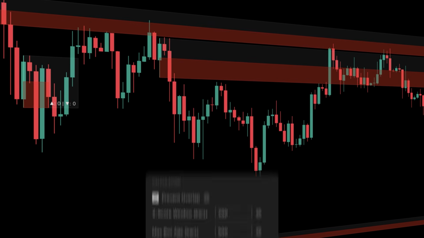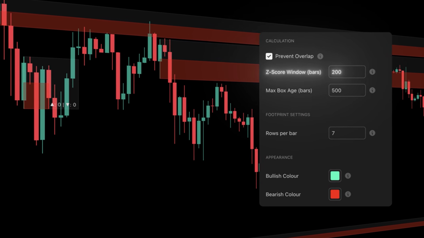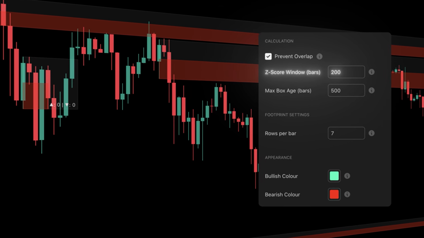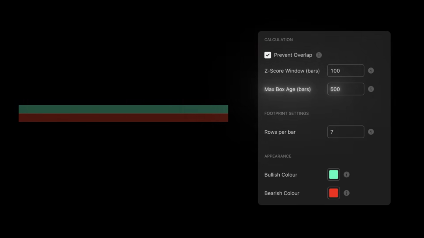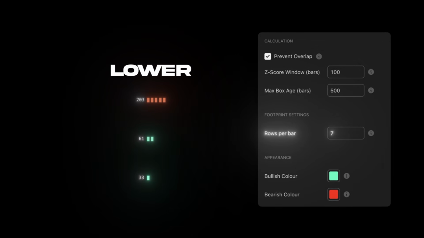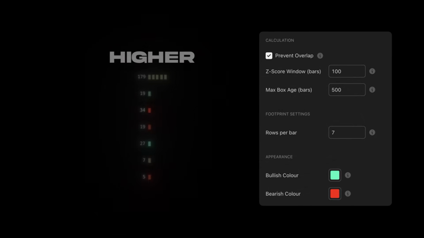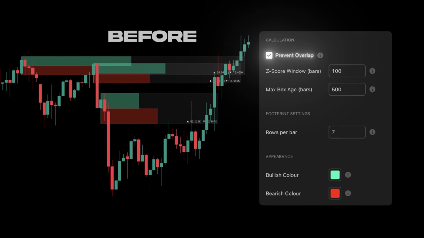A few settings actually matter here. Z-score window controls how selective the script is with impulses. Higher values mean fewer but stronger zones. Lower values give more zones but more noise. Max box age controls how long a zone stays valid, and rows per bar controls footprint detail. Lower is cleaner, higher is more granular but busier. There's also a prevent overlap option to keep zones from stacking.